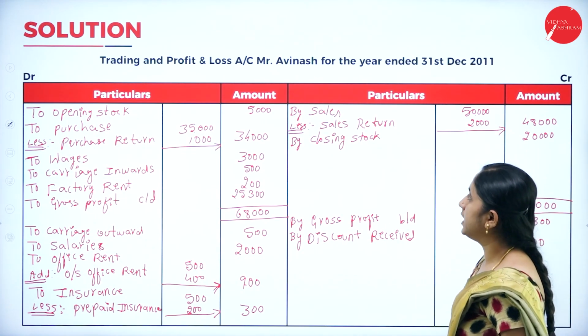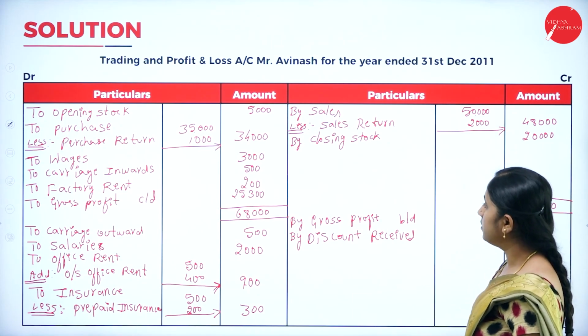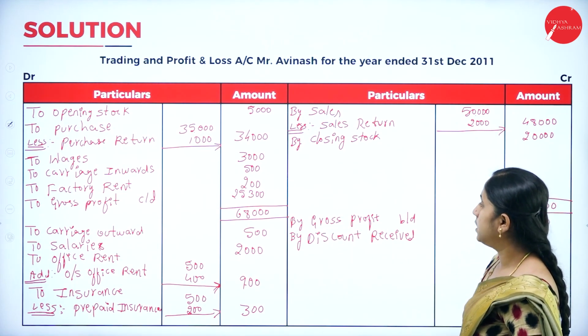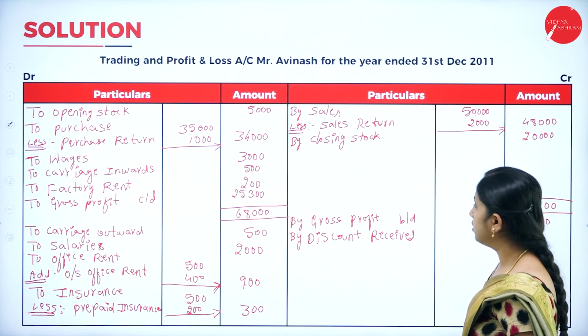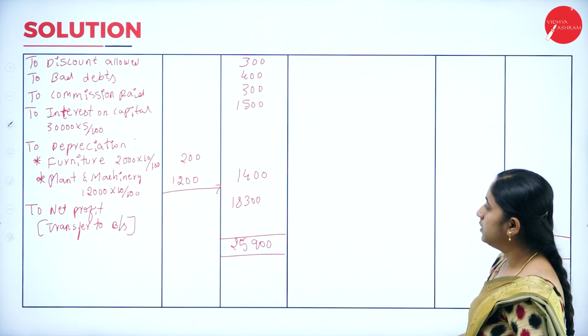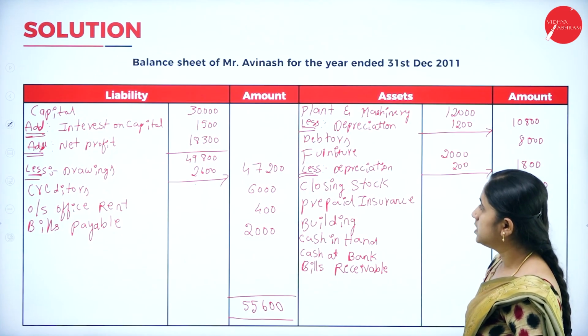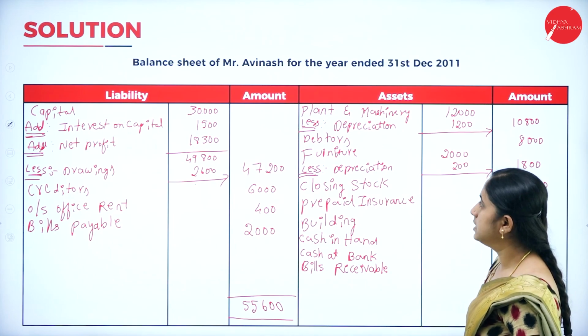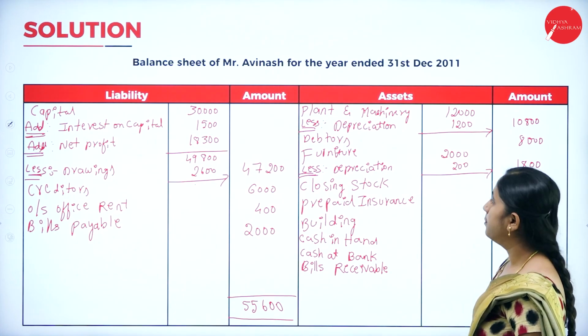Then solution. Trading and profit and loss account. Gross profit 25,300 should be brought down for the profit and loss account. Then in balance sheet, we will get net profit rupees 18,300. It should be transferred to balance sheet. Add with the capital.